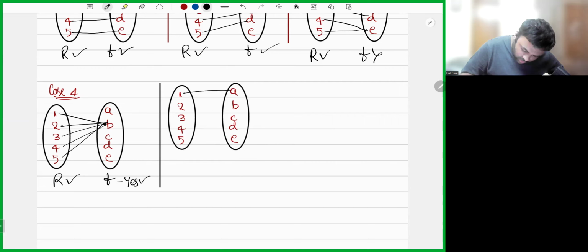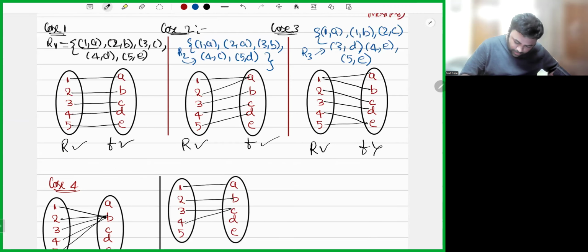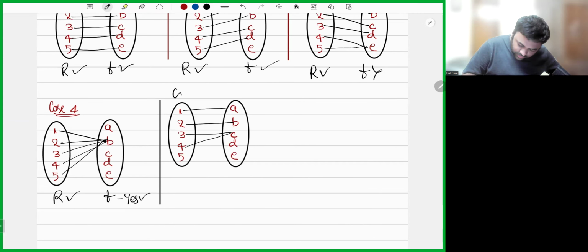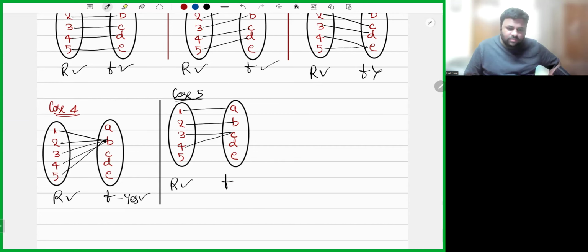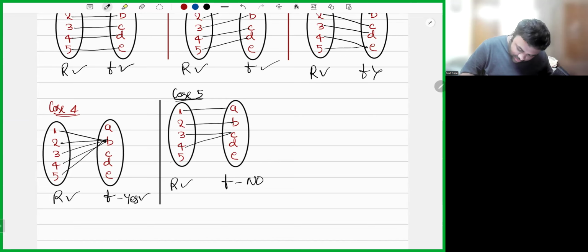Next example. 1 is mapping to A, 2 is mapping to B, 3 is mapping to C, 4 is mapping to C. This is case 5. Is it a relation? Yes, it is a relation. Is it a function? What do you think? No, sir, it's not a function. Why? Here 5 is alone, so it's not a function.